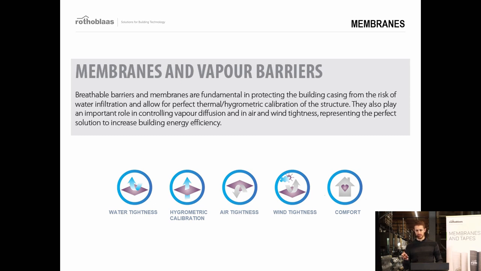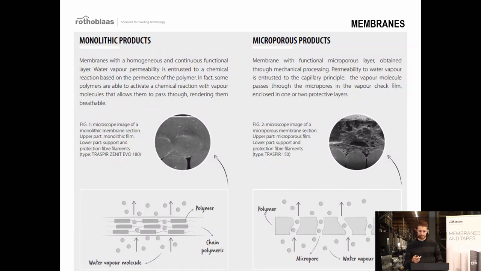The SD, so the resistance to the vapor passage through the membrane. There is another main difference in membranes, and it is the following. We have membranes which are monolithic and other membranes which are microporous. What is the difference? In the monolithic membranes, the vapor can pass through with a chemical reaction. As you can see in the image, all the molecules are in contact with each other, so it's a unique layer.